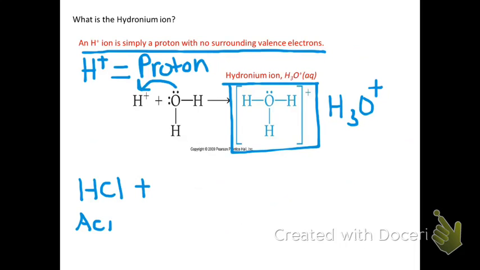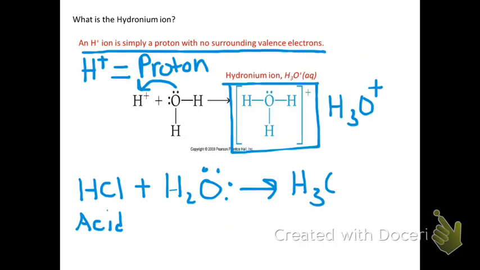remember HCl is our acid, in the water, which has these lone pairs, is going to actually make the hydronium ion plus our chlorine ion. And so this is what's really occurring with the Arrhenius acid idea: instead of the HCl dissolving in water to make H+, it's actually reacting with the water to make the hydronium ion and the chlorine ion.